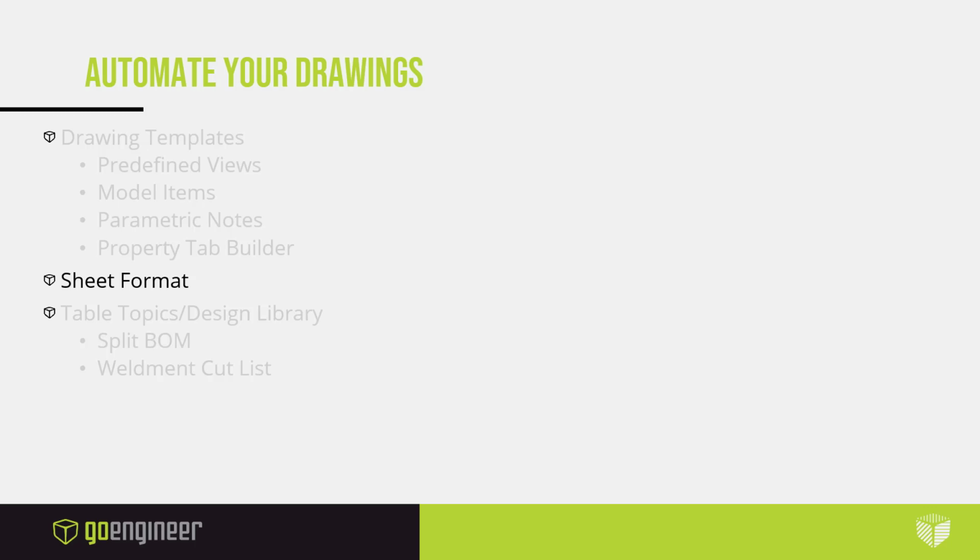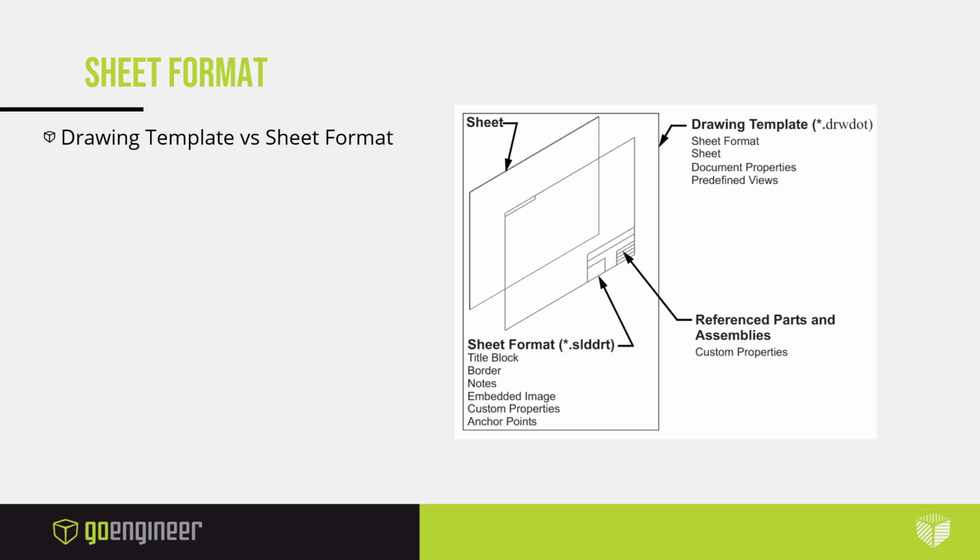Next, we'll talk a little bit about sheet format and how we can edit that and how we can use that. When I say sheet format, there's a difference between a drawing template and the sheet format. The drawing template contains the sheet format, but that format file has your title block, the border, any notes you have embedded. If you have a company logo on your drawings, you can have that embedded there. The custom properties that I showed earlier, and anchor points.